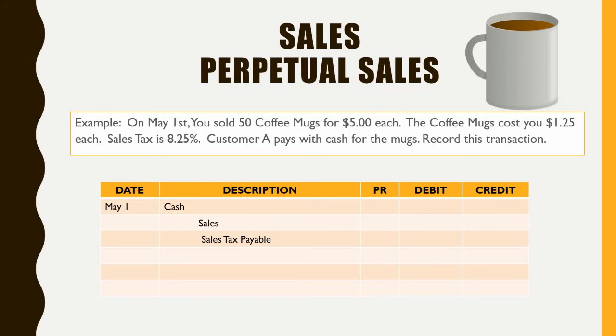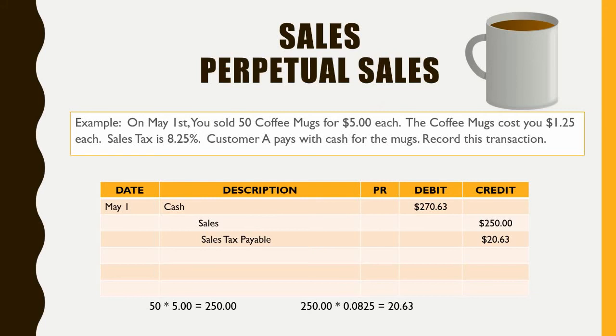So 50 times $5 each gives you $250 plus $20.63 in tax, giving you a grand total of $270.63. So that's just recognizing the situation that happened in the first place. You must have a sale happen first before you can take anything out of inventory. It makes sense in the real world: you don't take things out of inventory if you haven't sold anything.